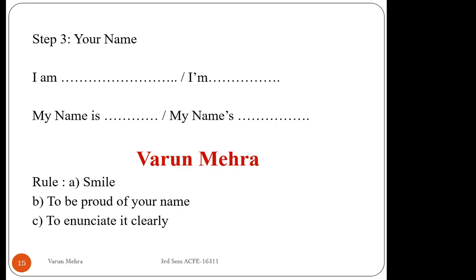Sometimes students start their introduction in a very loud tone, but as their name comes, they mumble it in their mouth itself. They don't utter the words clearly, so the person is not able to make out whether you say B or V, whether your name is Varun Mehra or Barun Mehra. So you need to enunciate your words very clearly, so that the person does not have to ask you a second time what your name is.